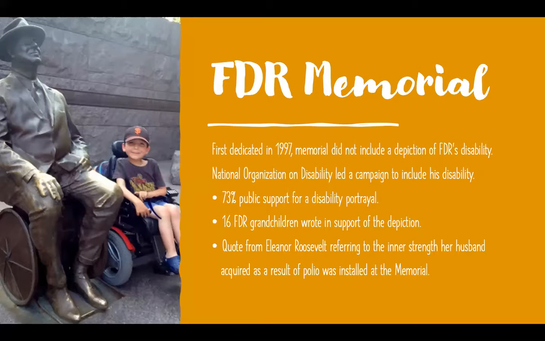It was an epic battle to get the statue, the entire room in which it stands, funded, designed, and built. This campaign, of course, as I said, was led by people with disabilities. The statue of FDR in a wheelchair was designed by sculptor Robert Graham. And there's a quote in that room from Eleanor Roosevelt referring to the inner strength her husband acquired as a result of polio, so his disability and having to function in life. I will say that as the campaign was going, there were some public protests before the legislation was added to include the wheelchair depiction. One of the protest slogans was "Don't hide FDR's source of strength."